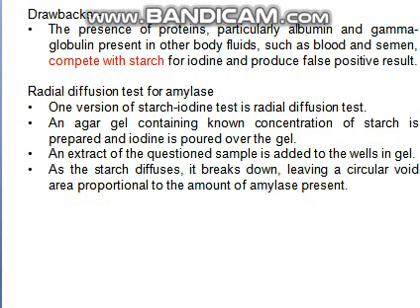Now, the first thing is that you can do this experiment in a test tube. The other way of doing the same thing is radial diffusion. Radial diffusion is the same thing, but you are doing it over a gel. You have to prepare a gel made up of starch, and then over the gel you put the iodine, so the full gel will turn bluish in color. Once the gel has become bluish, you put the samples into it by punching holes. As you put the sample, it is going to diffuse radially.